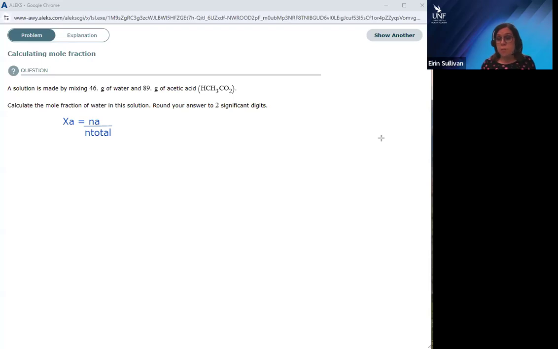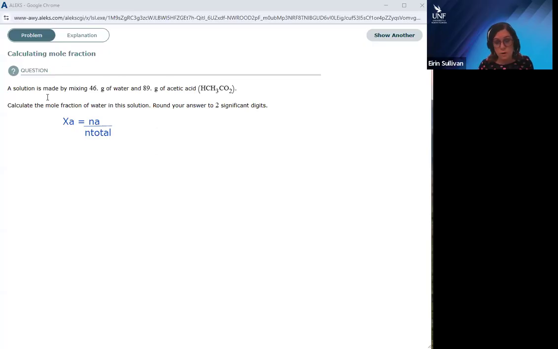The great thing about mole fractions is that they allow you to very quickly identify what is the solvent and what is the solute, because remember, the solute is the smaller mole fraction amount by moles out of the total, and the solvent will be whichever has the highest mole fraction. In this case, we're asked for the mole fraction of water. We are still going to have to calculate the number of moles of water and the number of moles of acetic acid, because we need to calculate the total number of moles in the solution.